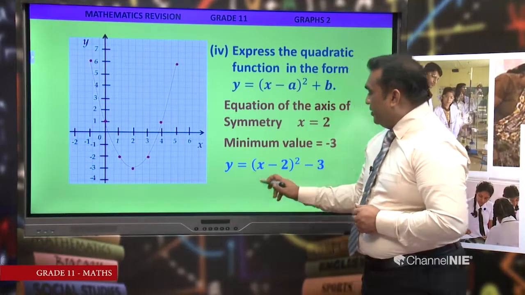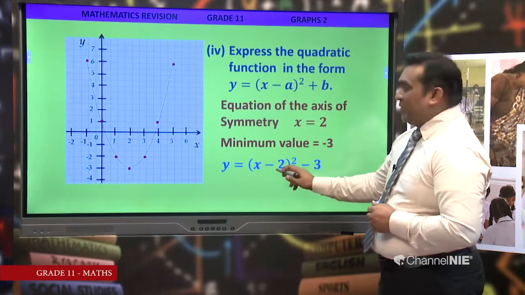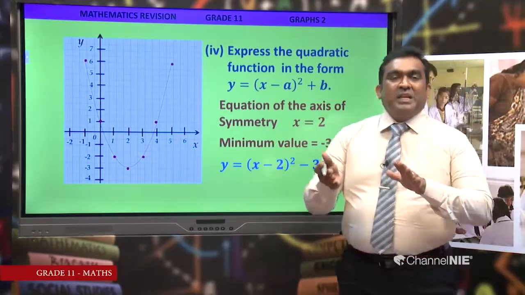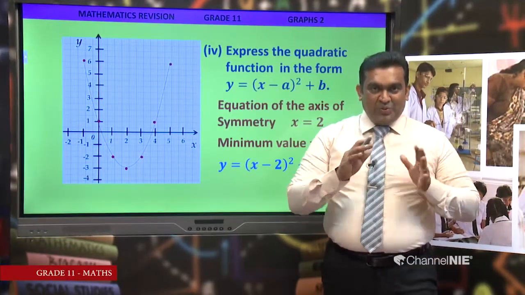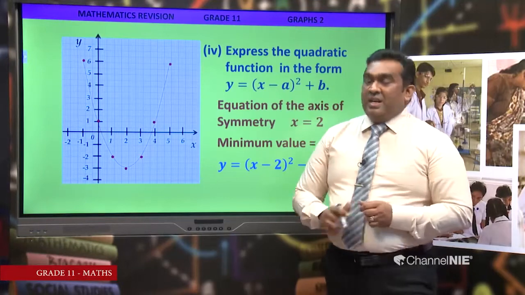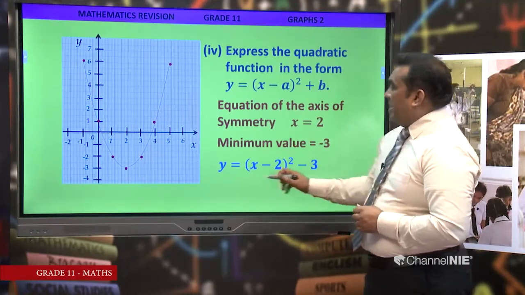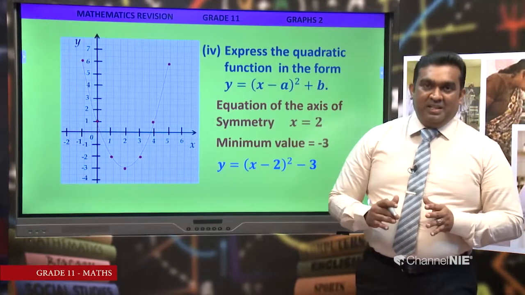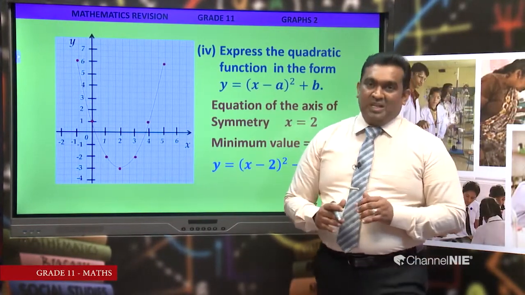Now, y equals x, here plus 2, no? Then you have to put minus 2. Plus 2 is converted into minus 2. Then y equals (x minus 2) squared minus 3. The minimum value does not change.